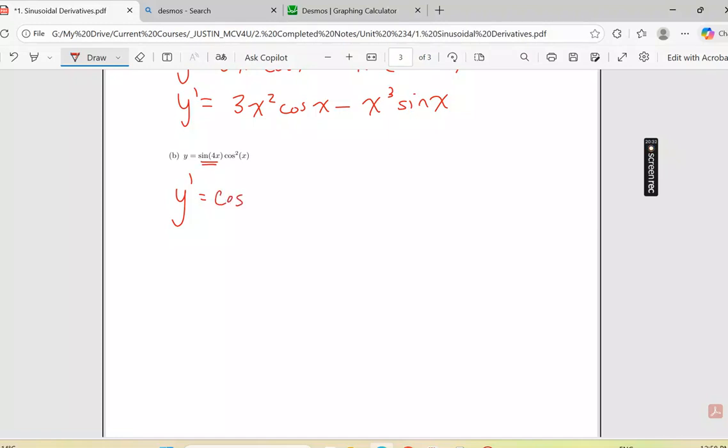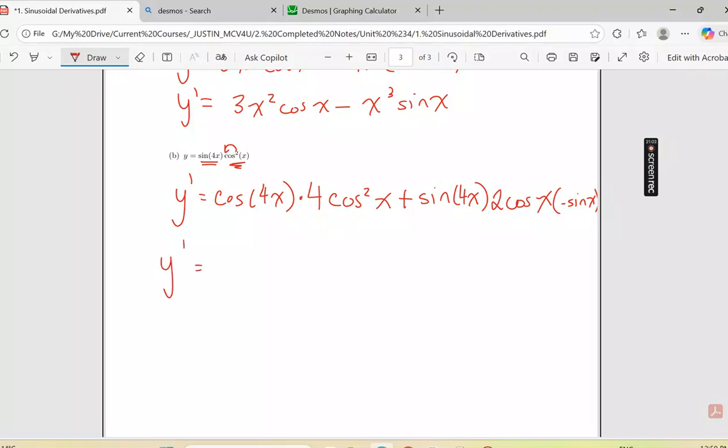Okay. And then the last example, we have y prime is equal to derivative of sine x is just cos x, so cos 4x times the chain rule times 4, okay, and then times cos squared x, which is this, because we're using the product rule, plus, now we're going to copy the first one, sine 4x times 2 cos x, where that 2 comes from, power rule, and then the derivative of cos x is just negative sine x. There we go, and we're done.